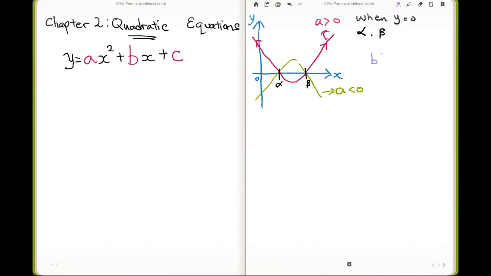b squared minus 4ac is more than 0. If this condition is met, then you get two distinct roots.